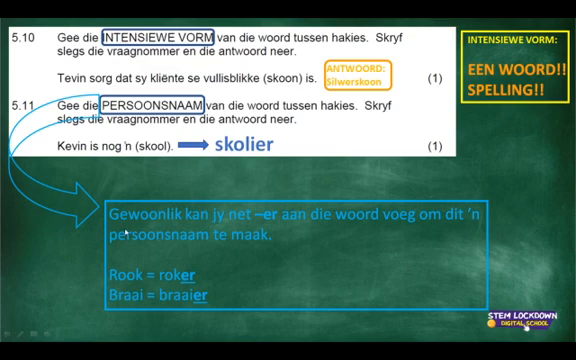Okay, maar ek het nie gesê, gewoonlik kan jy net ER aan die woord voeg om dit 'n persoonsnaam te maak. Usually you can just add ER to the word to make it a person. So het ons rook. If we add ER, it becomes roker, a smoker. Just remember the rule about two vowels that are the same. One will fall away even when we're busy with persoonsname. And then braai, braaier. Yeah, I've just added the ER. Okay, so remember that when you're working with persoonsname. Often you just have to add an ER.